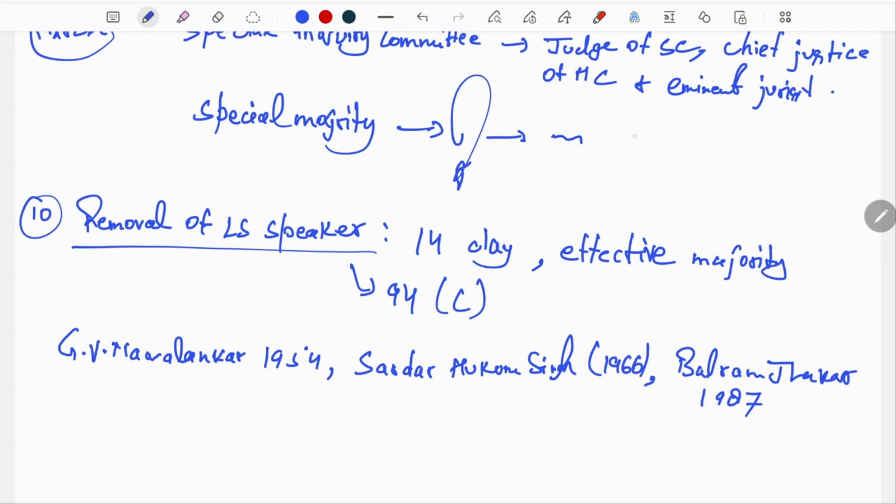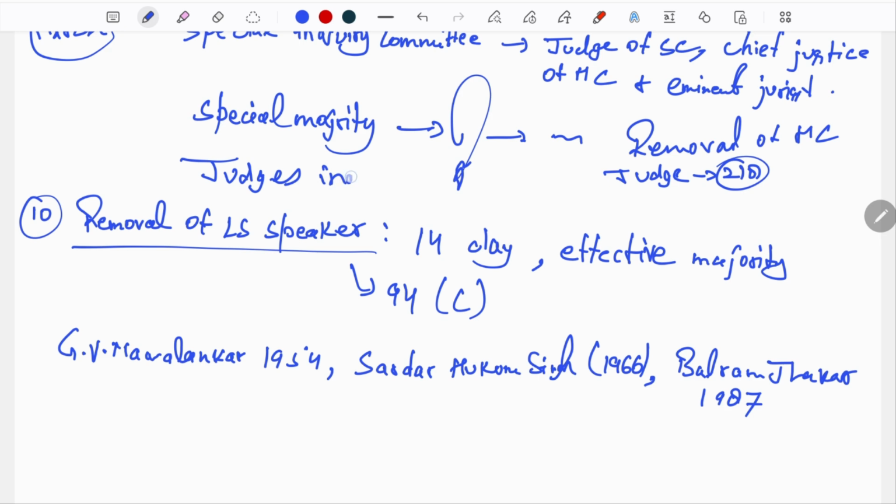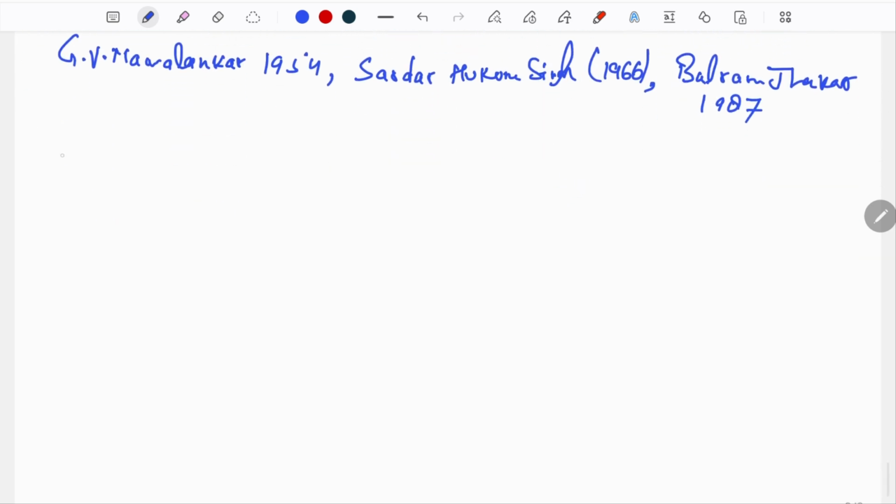Also note that the removal procedure for a High Court judge is the same as for a Supreme Court judge, which is mentioned under Article 218, and the detailed procedure for this is mentioned in the Judges Inquiry Act 1968.